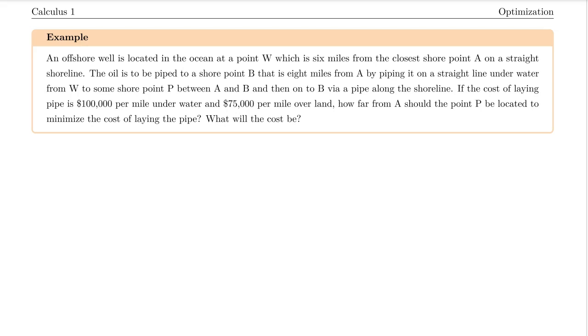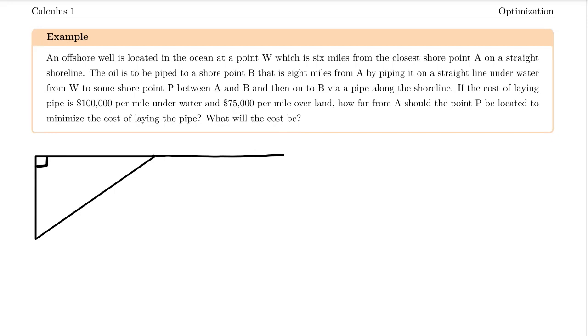If the cost of laying pipe is $100,000 per mile underwater and $75,000 per mile over land, how far from A should the point P be located to minimize the cost of laying the pipe? What will the cost be? So let's go ahead and draw a picture here of what is being described.